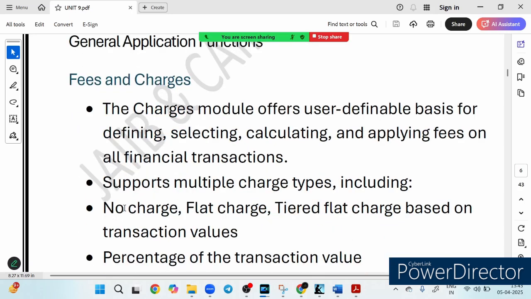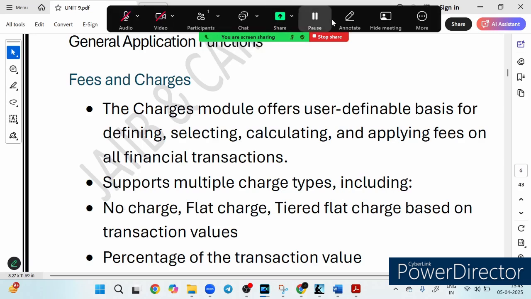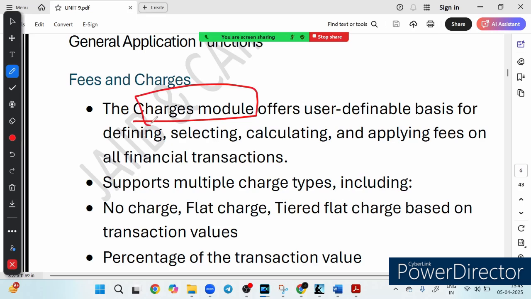Banks don't just pick a number and charge you. No, they use a smart charge module that lets them apply fees based on different rules and different conditions. So there is something called a charge module, right? That lets them apply fees based on different rules and conditions. So a charge can be zero, right?